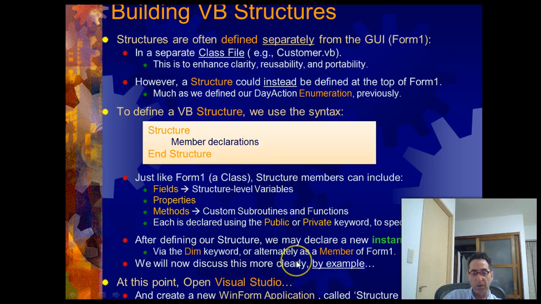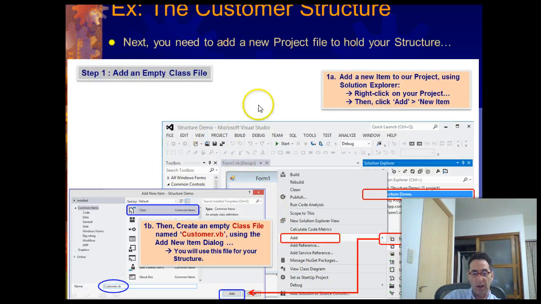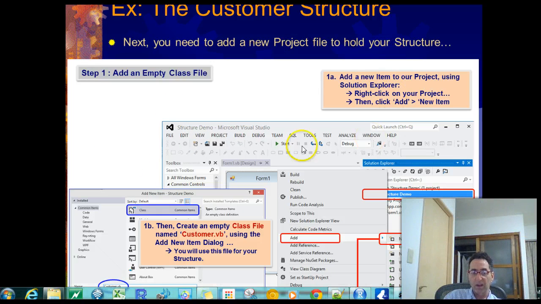At this point, open Visual Studio and create a new WinForm application called Structure Demo. So let's do that together. We want to open up just a regular project, and you can call it Structure Demo. I didn't call mine Structure Demo, but you can call yours Structure Demo. And then add a new item to our project. I don't think we've done this before, using the Solution Explorer.